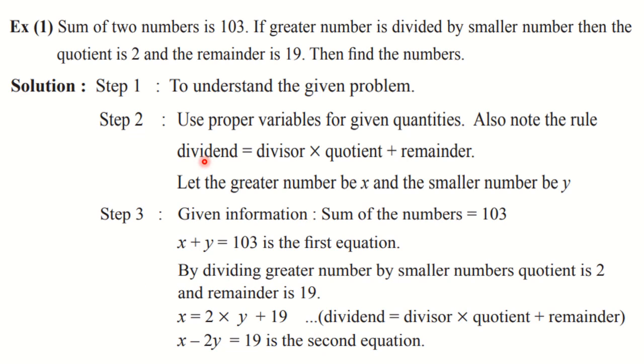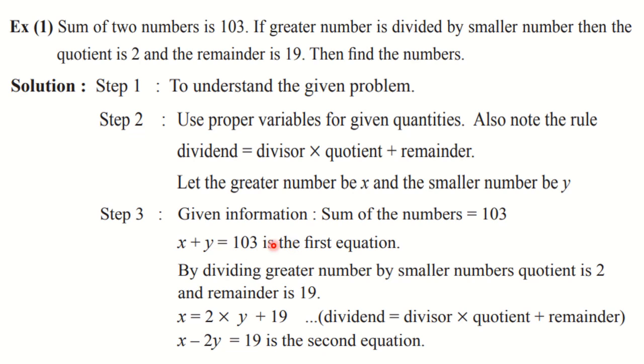Now next is to frame the equations. Let us make use of the two conditions. This is the first condition and this is the second condition. From the given information, the sum of the numbers is 103. The numbers we have considered as x and y, so what can we write? x plus y is equal to 103. This is the first equation, which we have written from the first condition.